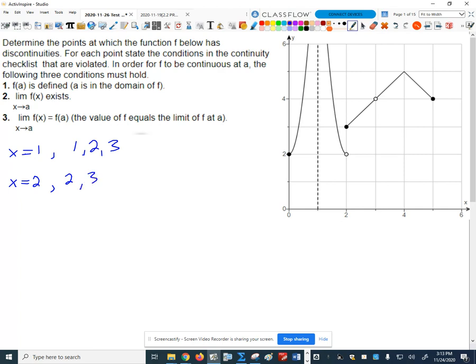At x equals 3, the function does not exist, but the limit does. So the function's undefined, the limit does exist, and so therefore the limit can't equal the function. So conditions 1 and 3 are violated, and that's it. It's continuous everywhere else, isn't it? Yep. Okay, we're good there.